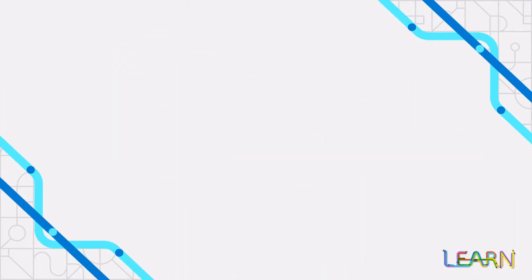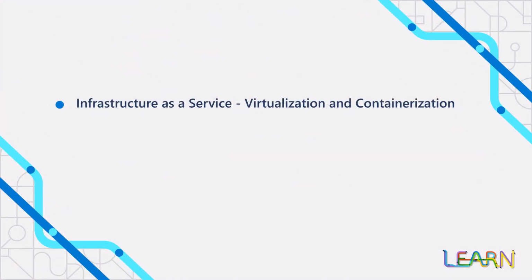For example, we will start with infrastructure as a service, things like Azure Virtual Machines, of course, but also Azure Container Instances or Azure Kubernetes Service for containerization.